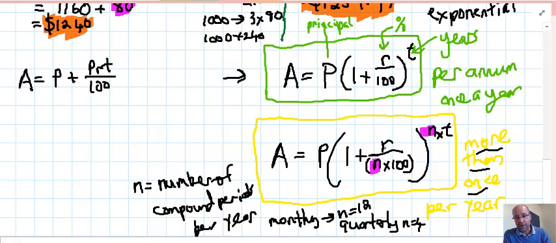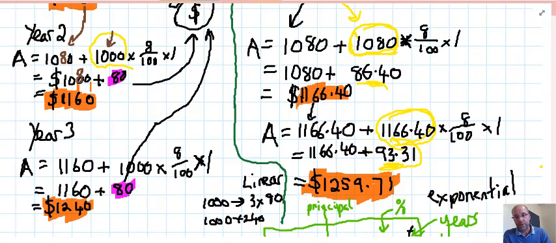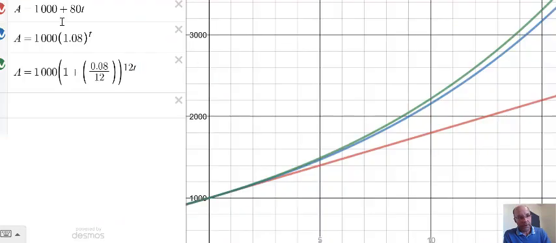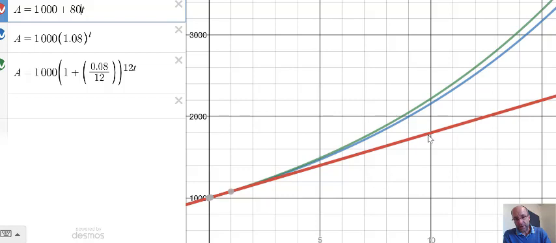Before we do some calculations, let's have a look at the graphs of simple versus compound for that example we just looked at. We can see the red graph there is simple interest. So we had that $80 added on each time, and you can see that it gives the red graph, which basically accumulates the least amount. Now, if this is a loan, this is good news. You'd prefer simple, but if it's an investment, it doesn't perform as well as the other two lines.